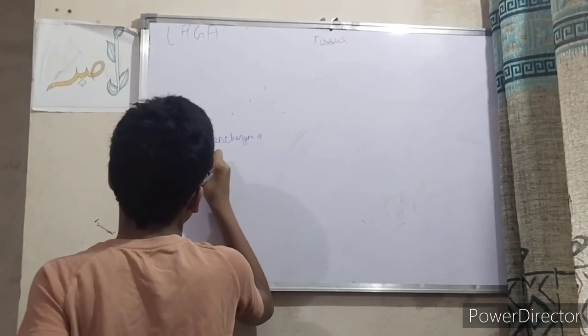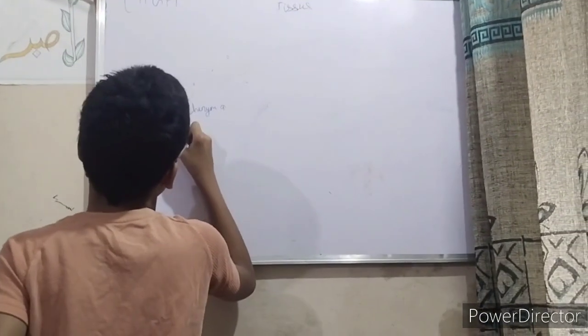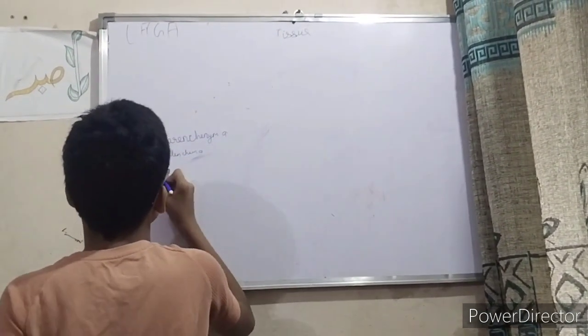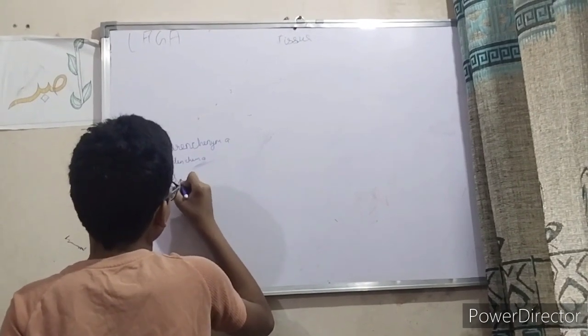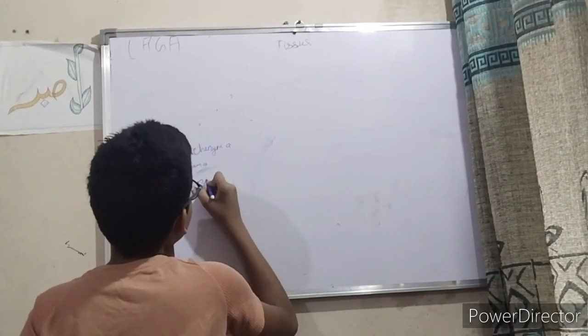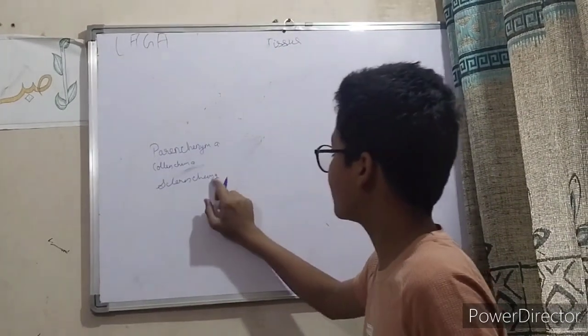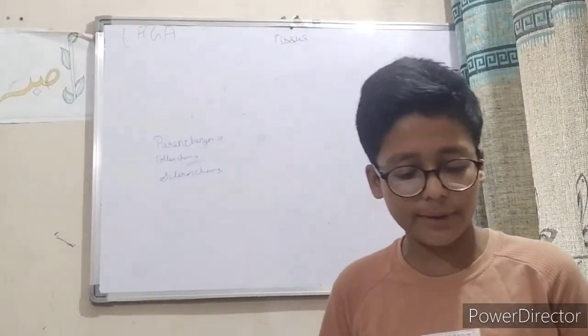Parenchyma, collenchyma, sclerenchyma. These are the three types of tissue in simple permanent tissue. So first we study parenchyma.